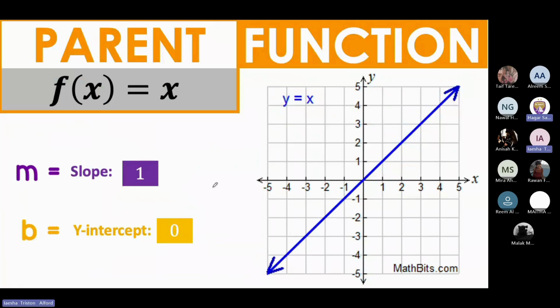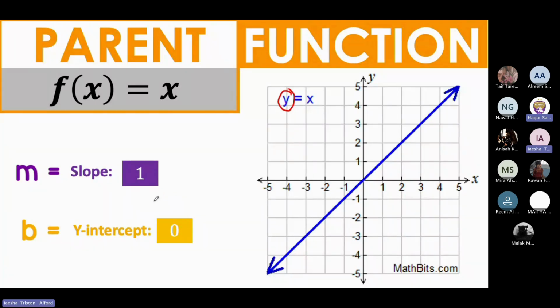The line that you see when the y-intercept is 0 and the slope is positive 1, we call it a parent function. We have this thing called f of x. Do not let f of x make you scared about math or nervous. It is just a fancy way to say y. It's another way to say y equal. But when we're talking about functions, we use f of x.